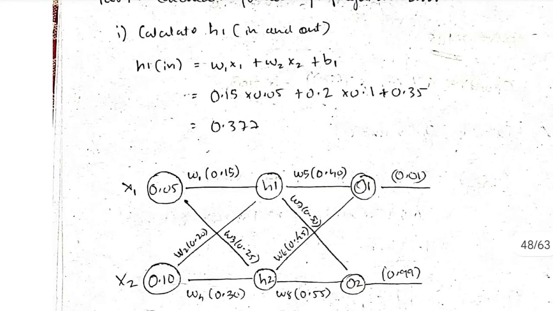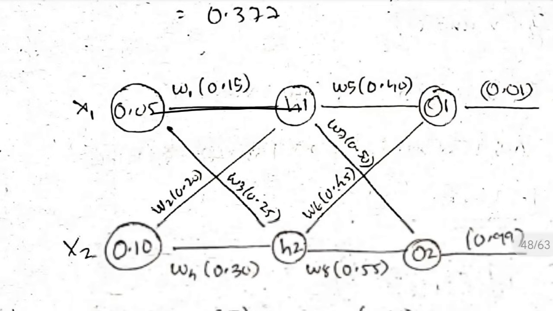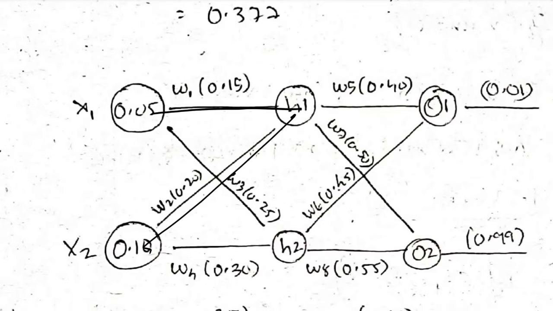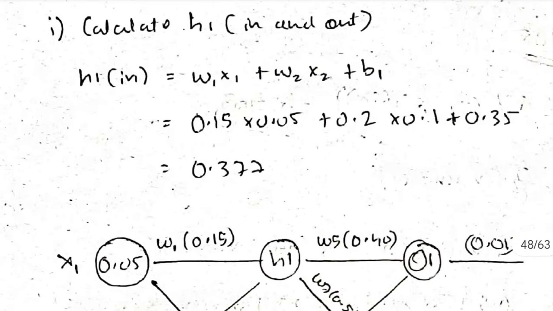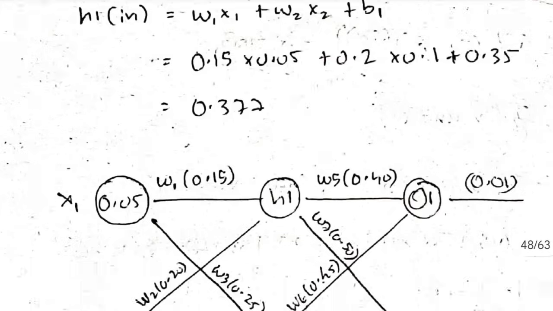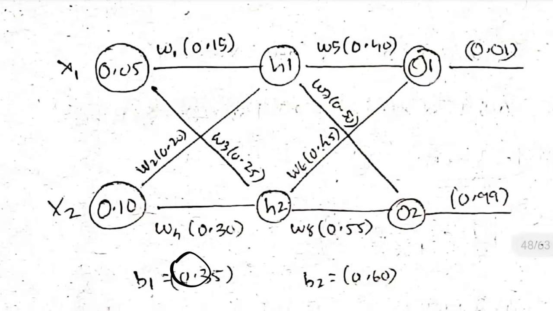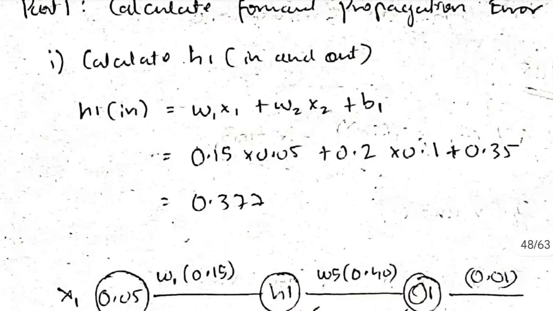Now let's have a look at the calculation part. What is h1 in? H1 in means from where all h1 is coming in. From x1 it is coming and from x2 it is coming, right? So those two we'll consider: x1 w1 plus x2 w2 plus b1. B1, why? Because this is the bias layer. I told you we have to consider this value as well. Just substitute those values, find out the answer. This is the value for h1 in.